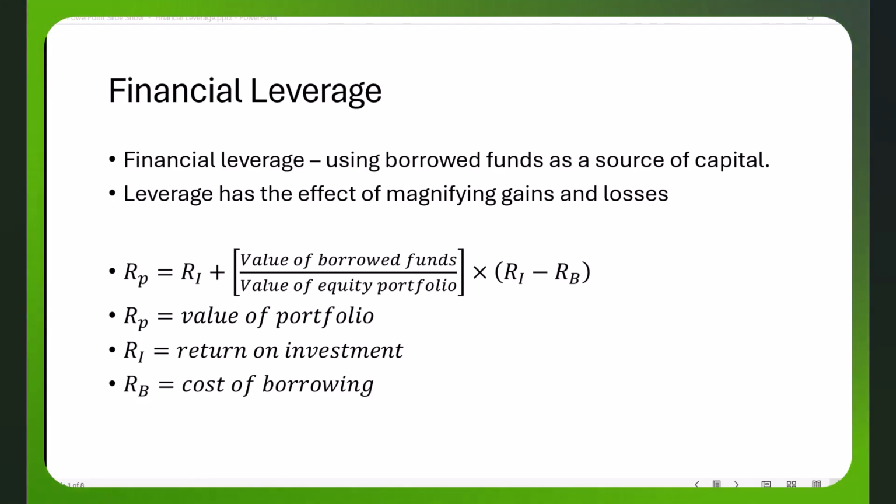So there's a formula here that they use in the CFA program, where the return on a portfolio equals the investment return plus this adjustment for using leverage. So that's the value of borrowed funds divided by the value of the equity portfolio. Now, of course, if you don't borrow any funds, this is zero, so your return on the portfolio is just going to be equal to the return on the investment. If you borrow money, then you're going to have this magnification effect.